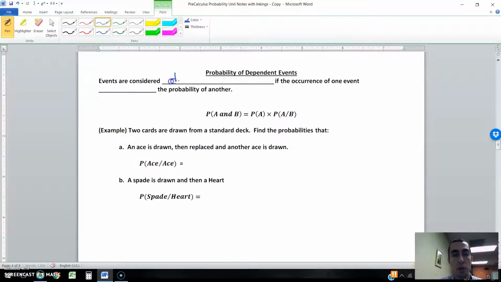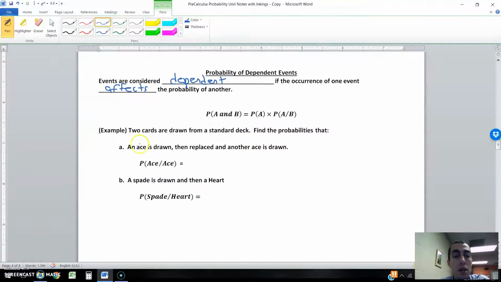Events are considered dependent when, as you can guess, one of them depends on the other. If the occurrence of one event affects the probability of another, then the probability of A and B happening is found by first finding the probability of A happening and then multiplying it by the probability of B happening after A.